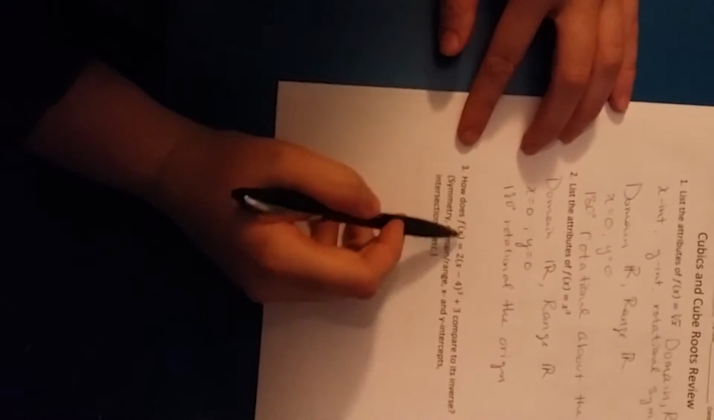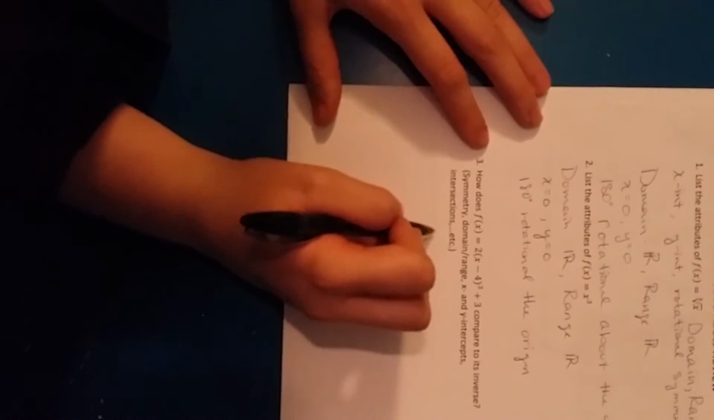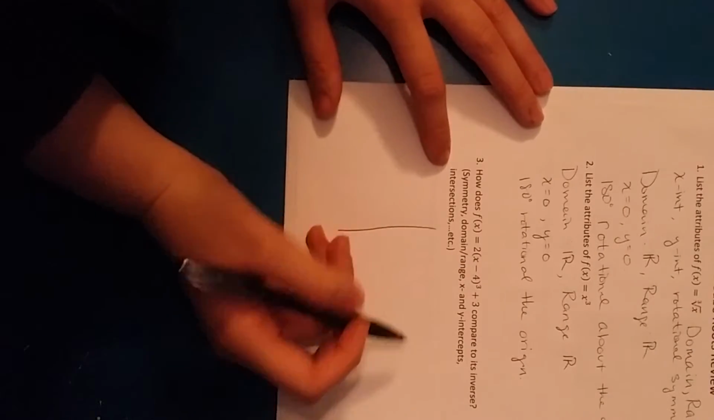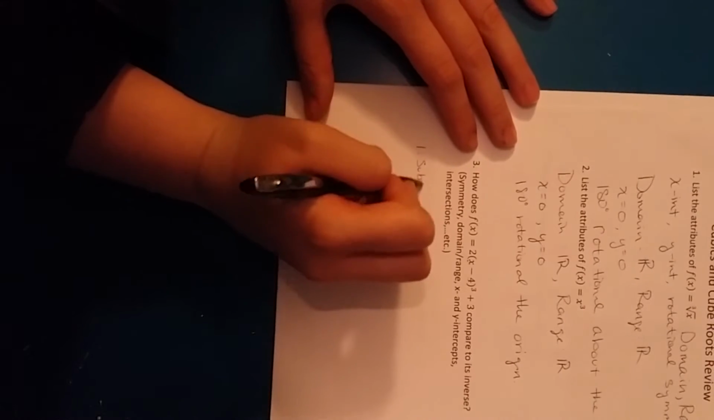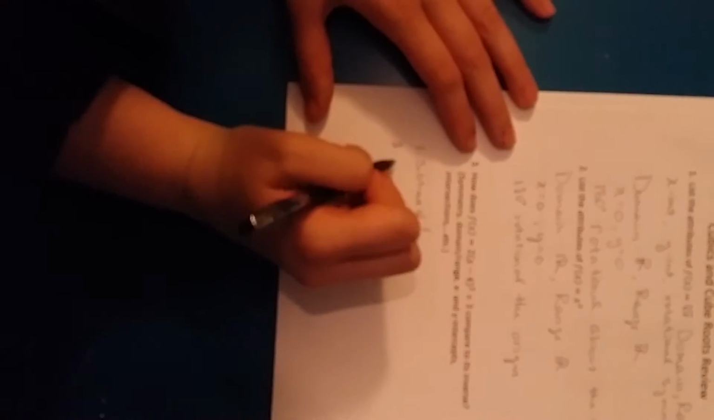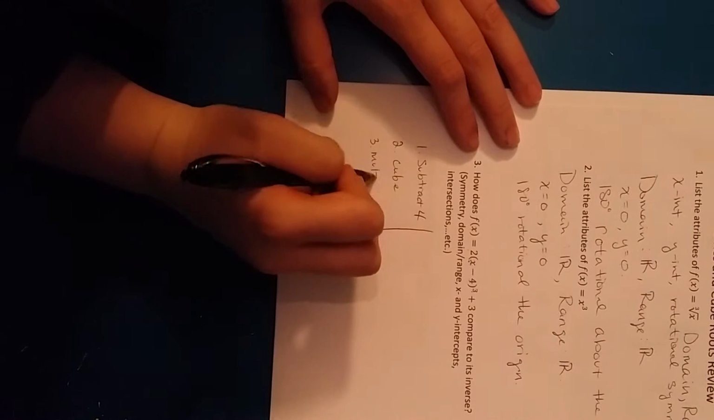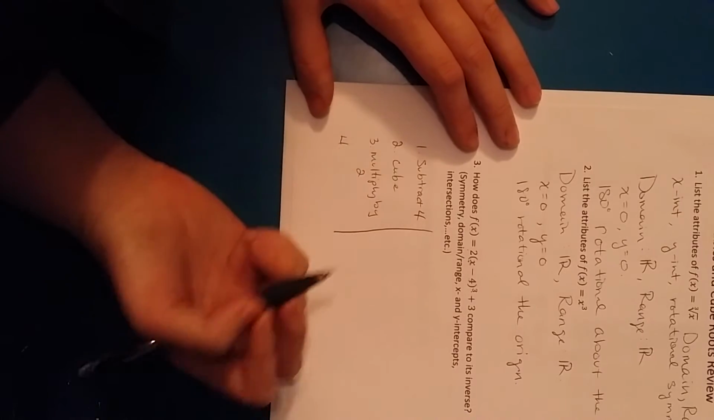Number 3, you're asked to find the inverse and compare it to the original function. For this one, we talked about writing out your steps to find the inverse. The first thing you're doing to x is subtracting 4. The next thing you did was cube it. Then you multiplied by 3. By 2. And then you added 3.